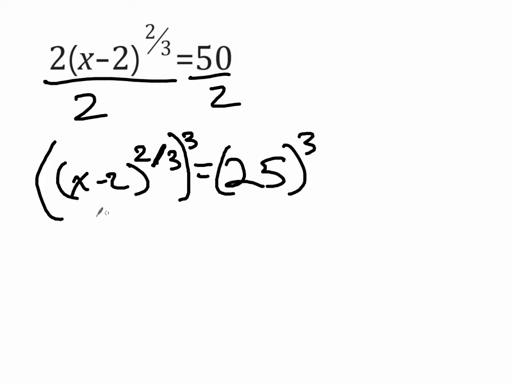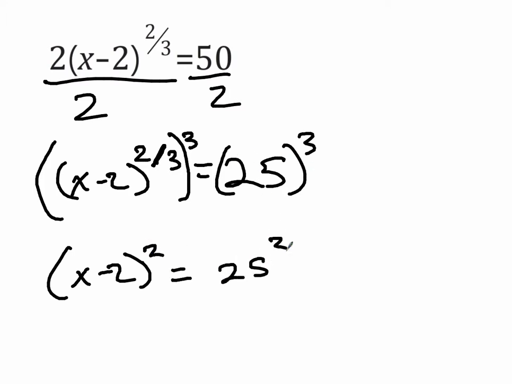The denominator is 3. When I raise both sides to 3, when I multiply out this left side, I'm now going to have x minus 2 to the 2/3 times 3, and the 3's are going to cancel out, and I'll just be left with x minus 2 squared. On the right side of the equation, I'm going to have 25 to the 3rd power, which is going to be a big number. I'm going to just leave it like that for a second because I'm about to take the square root of both sides to get rid of this 2.